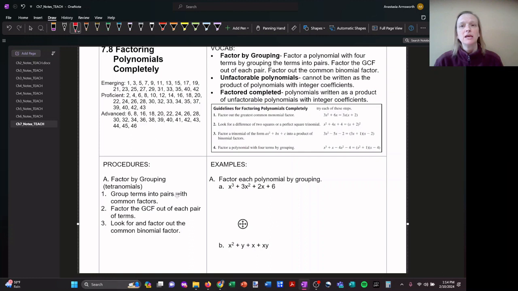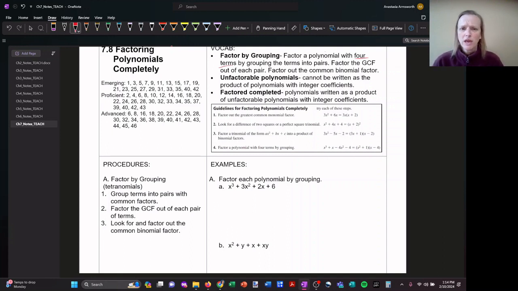And factoring by grouping is when you take a polynomial with four terms, and you're going to group the polynomial into pairs and factor the greatest common factor out of each pair, and then factor out the common binomial factor. That's a whole lot of words. Let's look at what we mean to make sense of this.